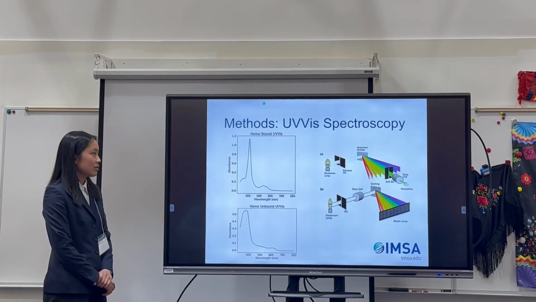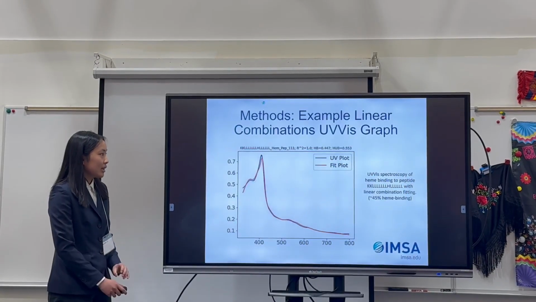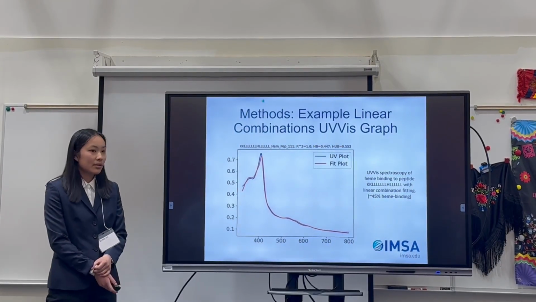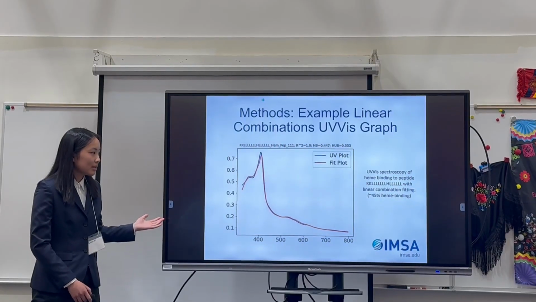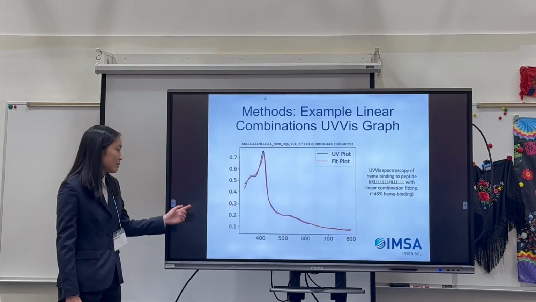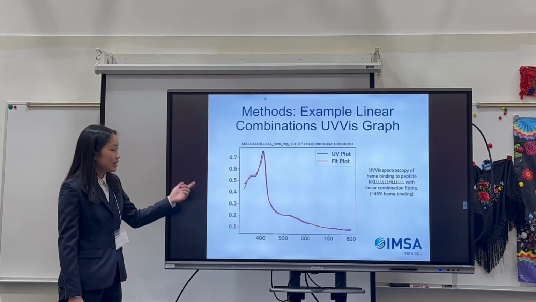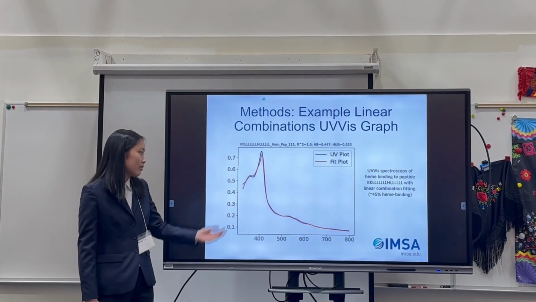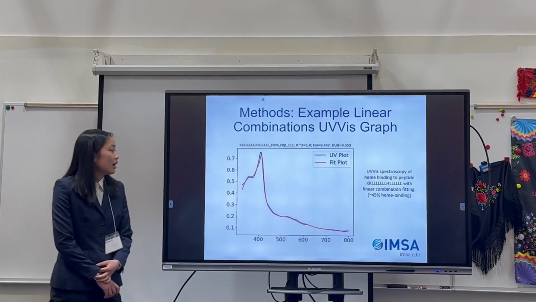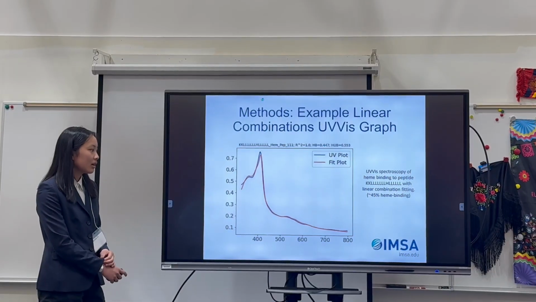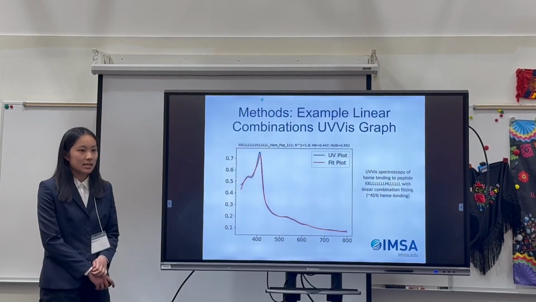So we used a linear combinations fitting process to get more of a quantitative number on that. So here's an example of that being used. You can see the blue is the spectra that we actually got. Red is the fitted line, and so we found that this gave about 45% heme binding. And since the lines are pretty close together, we know that our fitting is decently accurate.